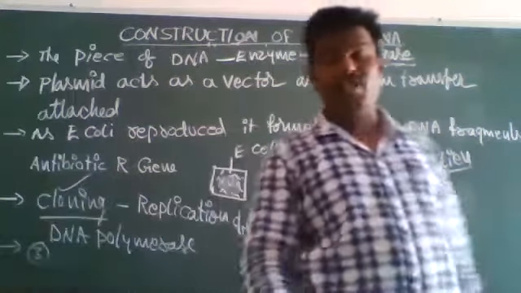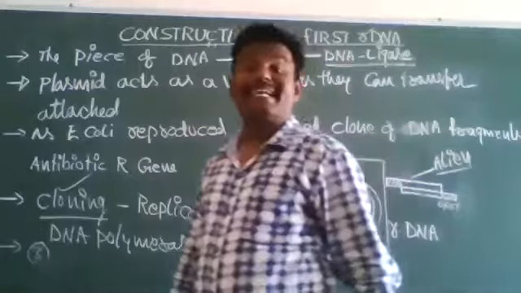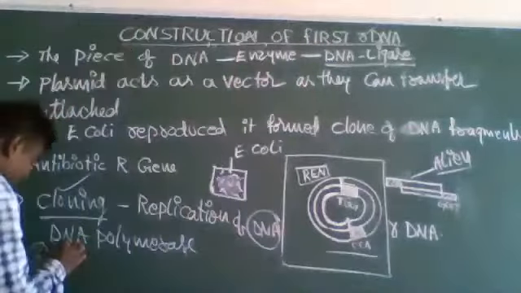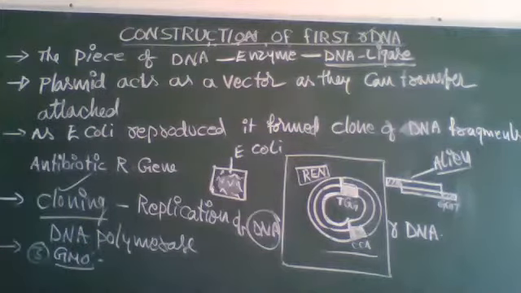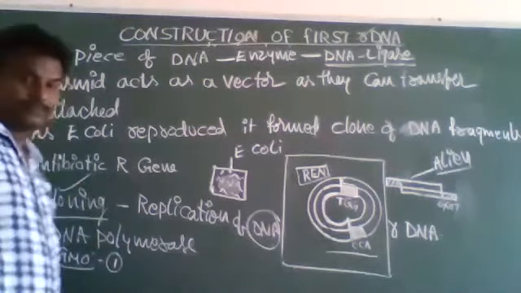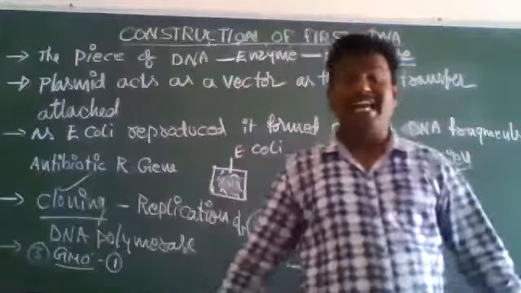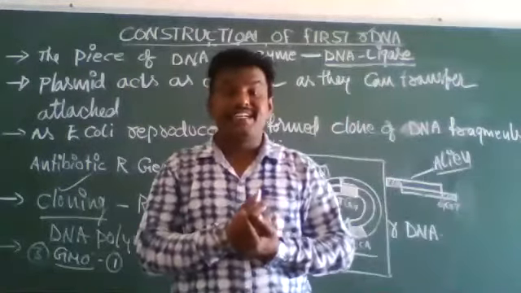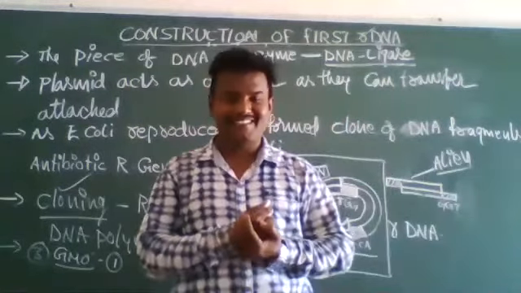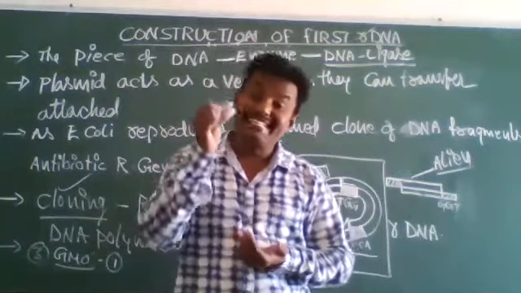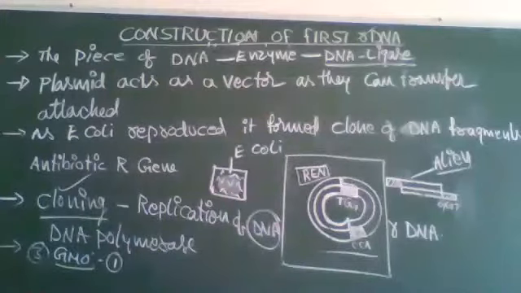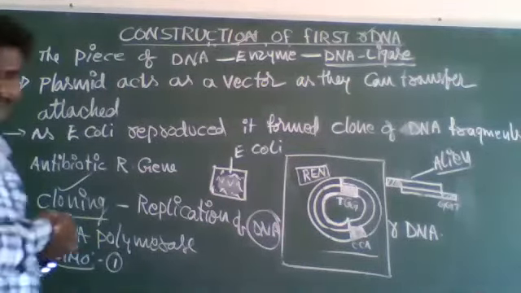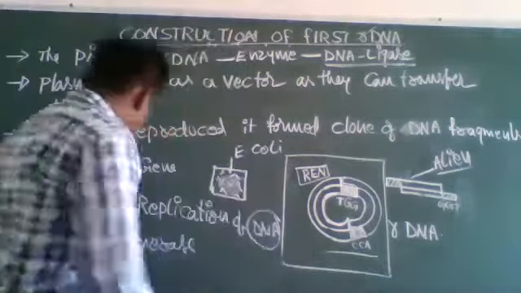There are three basic steps to make genetically modified organisms. The first step is identification of the desired gene.